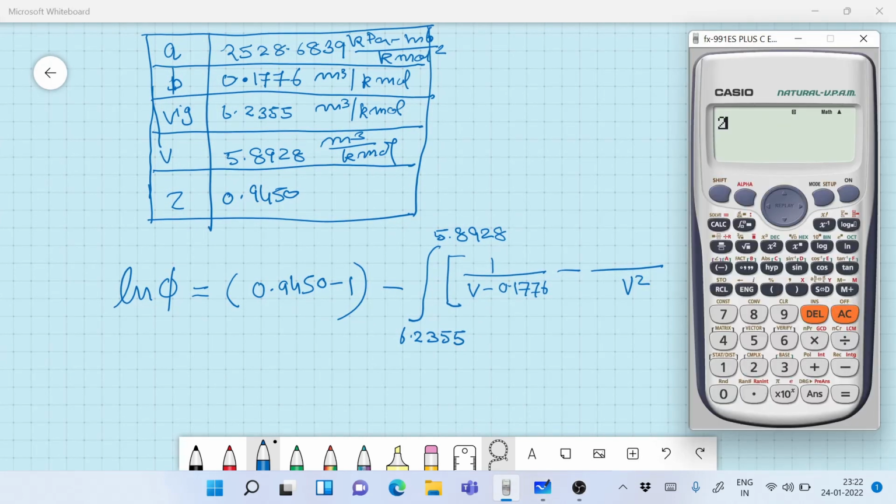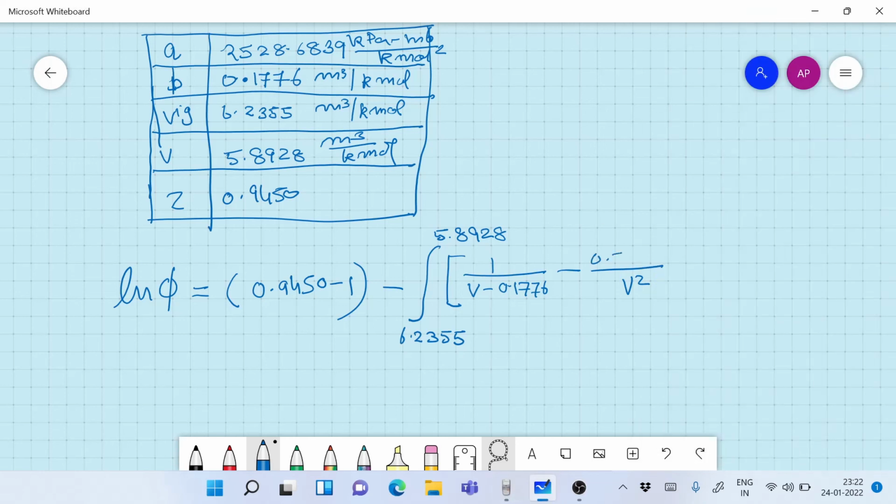So a by rt is 2528.68 divided by 8.314 into 600, right? So that's 0.5069. Excellent. We are just one step close to the final answer. We just need to integrate this off.